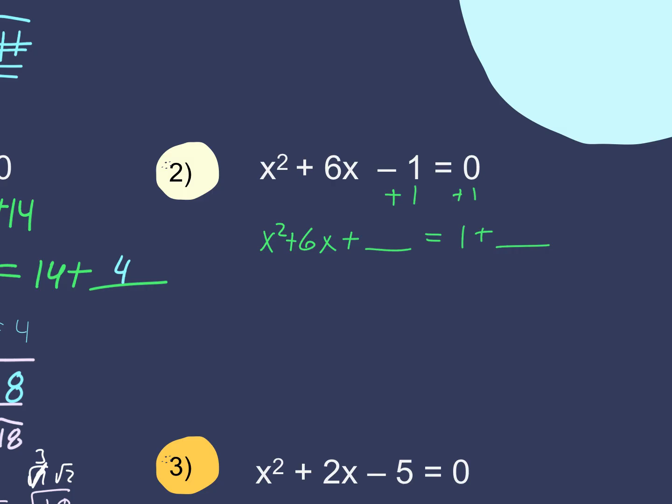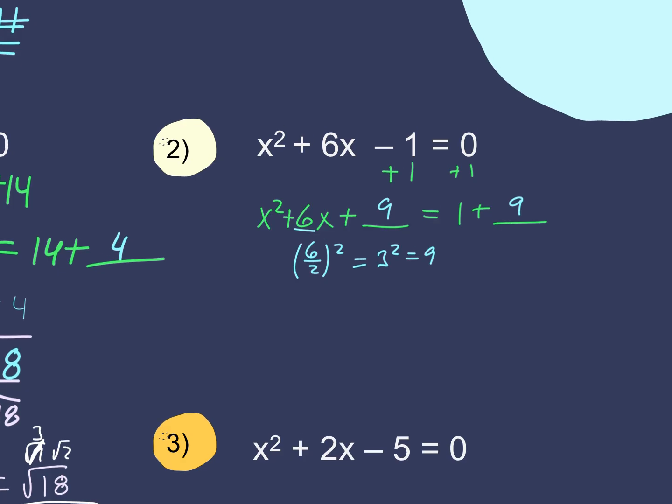And what goes in that little space? Do you remember? b divided by 2 squared. Okay, good. b over 2 squared. So it's going to be 6, right? 6 is our b term, over 2 squared. All right, what does that give us? 9, right? 6 over 2 is 3, and then 3 squared is 9. So I'm going to add 9 in that little space.